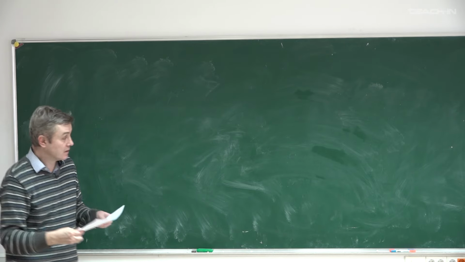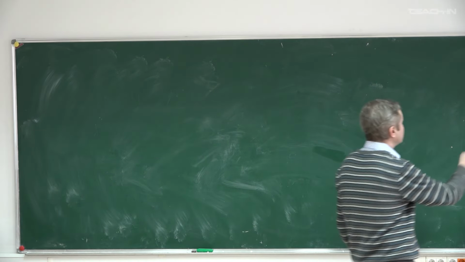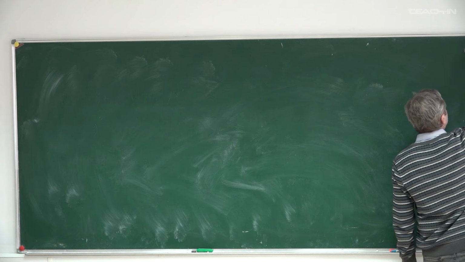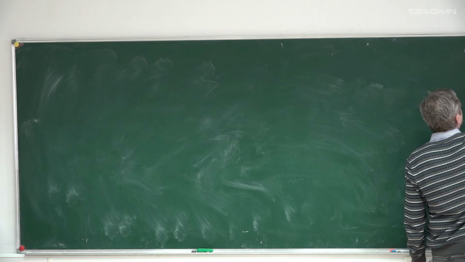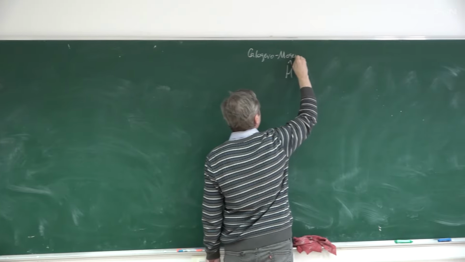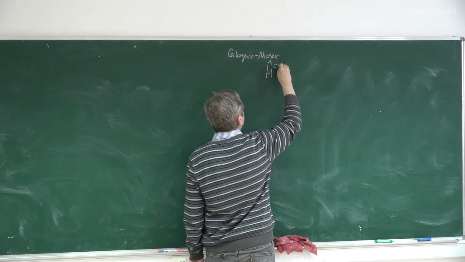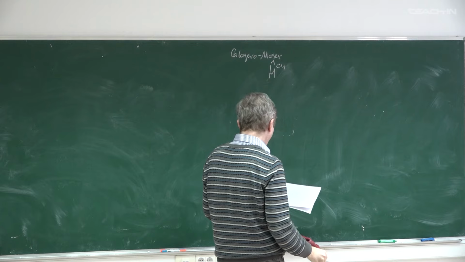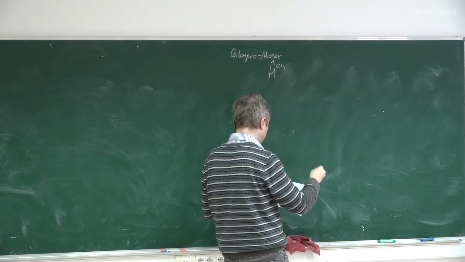Just a second. And what I'm going to do, so the relation will be to the Calogero-Moser model, which I denote like CM, and the Hamiltonian. The Hamiltonian is as follows.